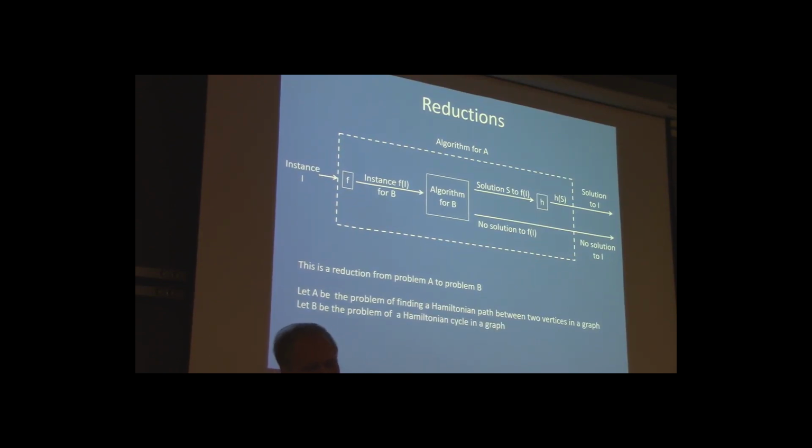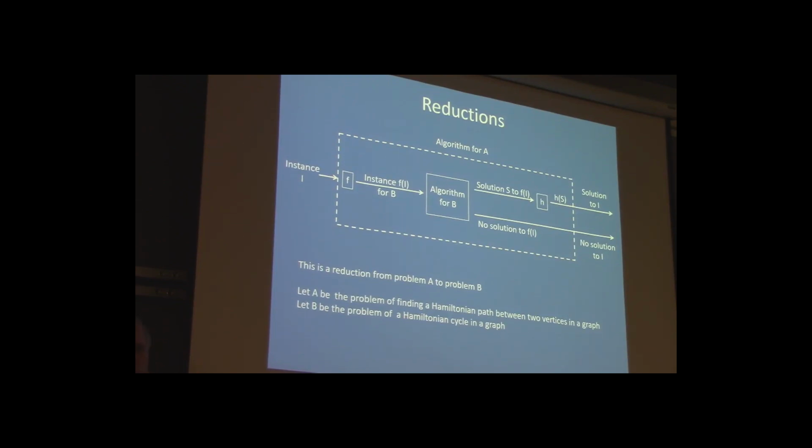Let B be the problem of finding a Hamiltonian cycle in the graph. Okay? So you want to find a Hamiltonian path, but all you know how to do is to find cycles. How could you do the reduction? How could you reduce the Hamiltonian path problem to the Hamiltonian cycle problem? Got the Hamiltonian cycle problem solved in your library. Yeah?